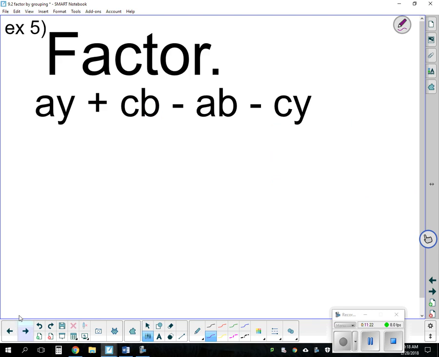This one has no numbers at all, only variables. Still start by looking for a GCF. Is there a GCF in all the terms? There is not. How many terms are there? 1, 2, 3, 4. Remember, terms are separated by plus and minuses.